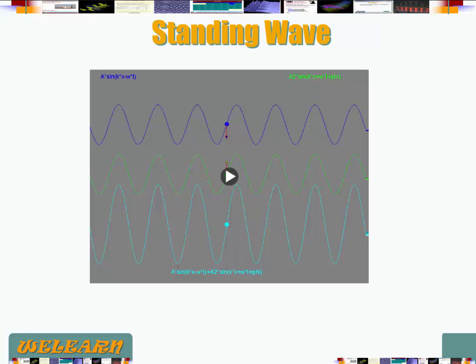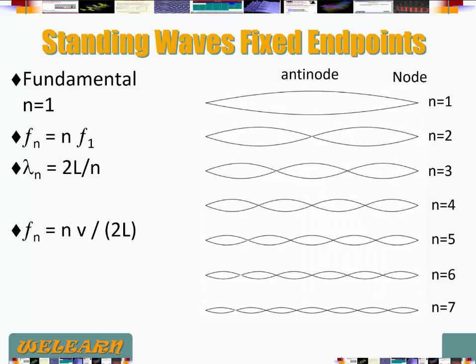Okay, let's look at a consequence of this. We start off with the example of a string that's tied at both ends. So this is one end of the string and this is the other end of the string, so the two ends. Now, what we are looking at are the standing waves that we can have oscillating on that string.